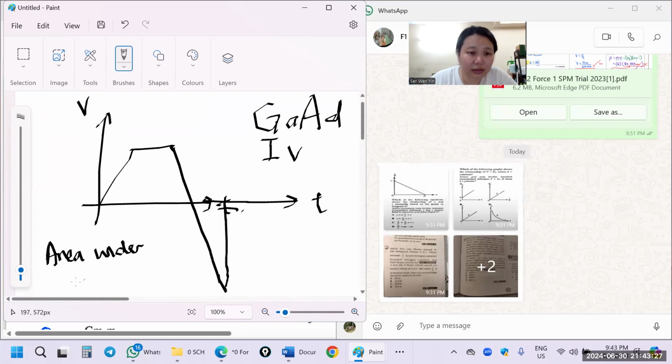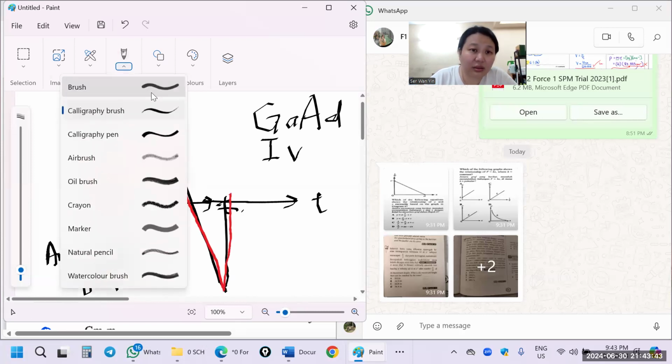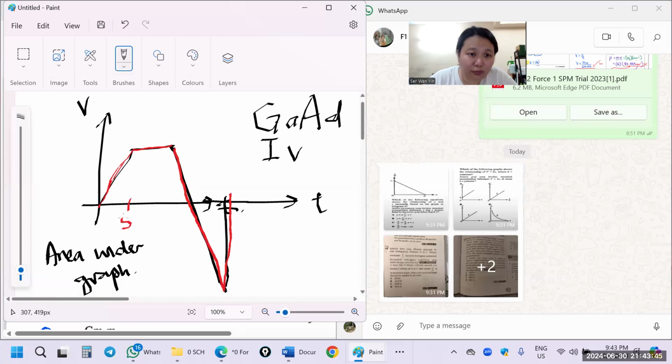Area under graph. Actually, where is the graph? This line is the graph. So let's say this is 5, this is 10, this is 15, this is 20. The height here, let's say 40. The height here, let's say -50.